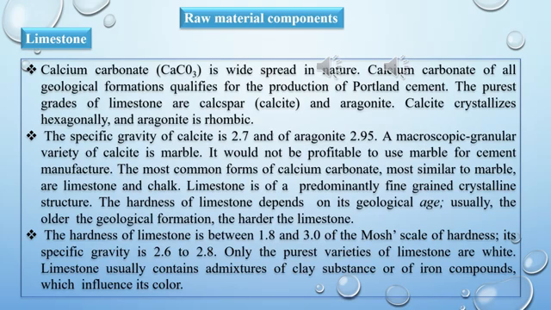Now, the last point is that the hardness of limestone is between 1.8 and 3 on the Mohs scale of hardness. Its specific gravity is 2.6 to 2.8. Only the purest varieties of limestone are white. Limestone usually contains an admixture of clay substance or iron compounds which influence its color.